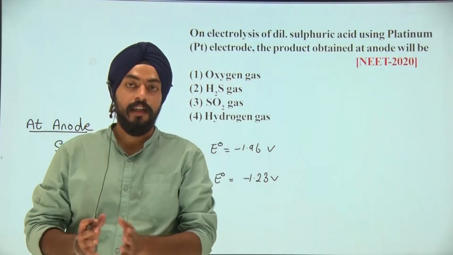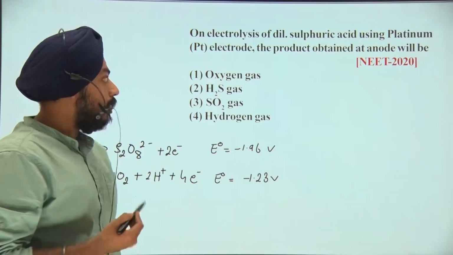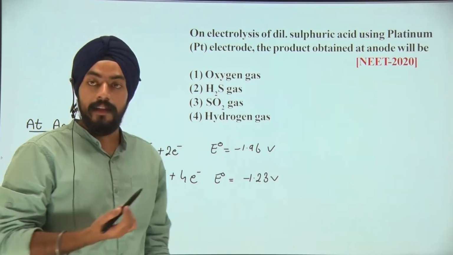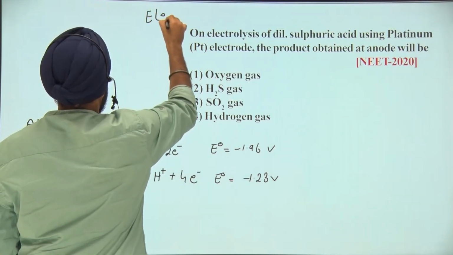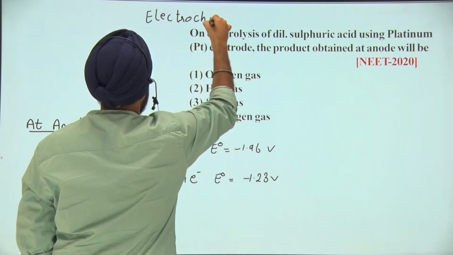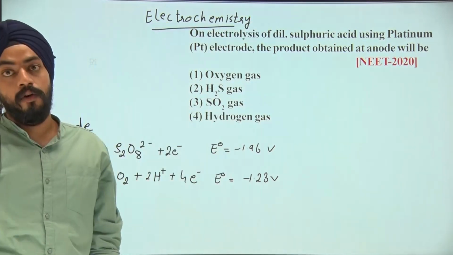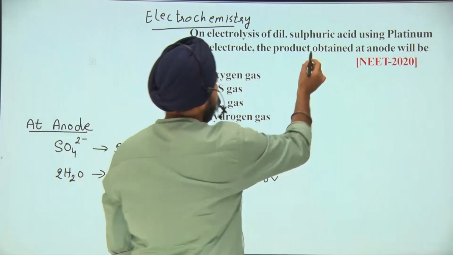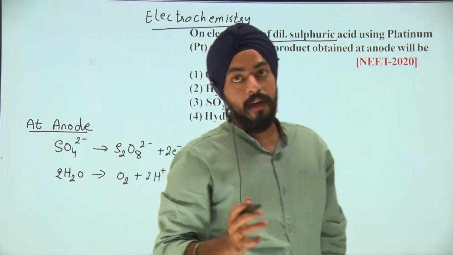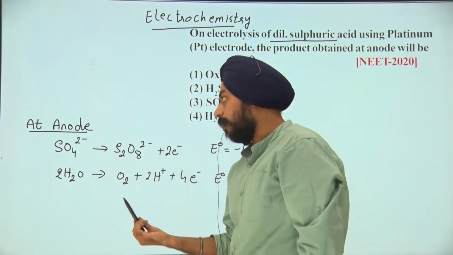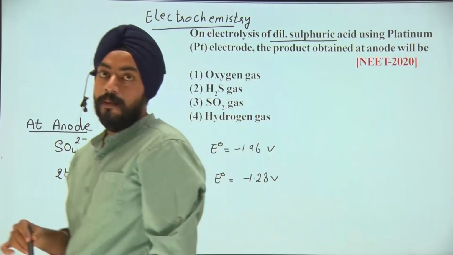Well, students, our question is, on electrolysis of dilute sulfuric acid using platinum electrode, the product obtained at the anode will be. Students, this question is from the electrochemistry chapter, class 12th. We have been asked what the product at the anode will be if we are electrolyzing dilute sulfuric acid. Now, at the anode, we have two possibilities, that is the oxidation of SO4 2- or the oxidation of H2O.